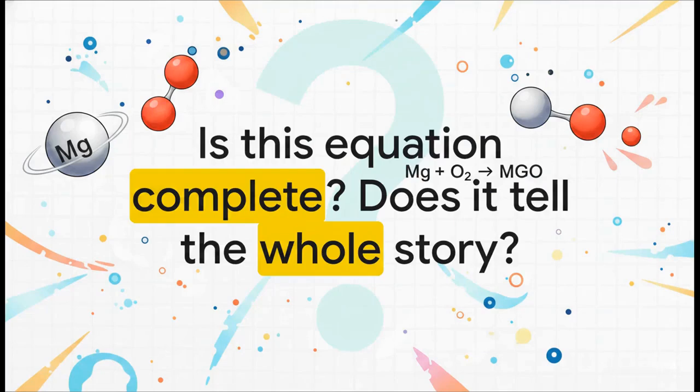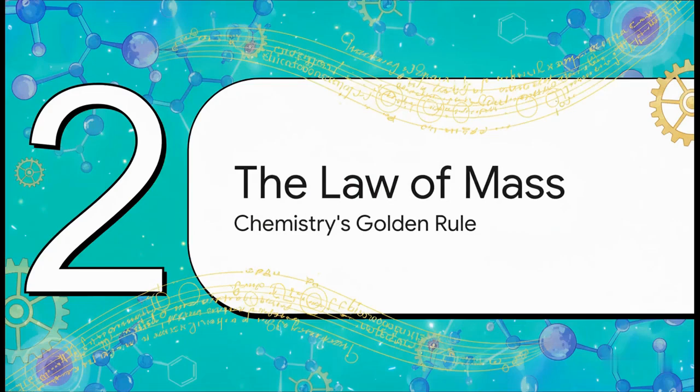But hang on a second, take a closer look at that equation. On the left side, we start with 2 oxygen atoms, right? The little 2 after the O, but then on the right side, there's only 1. Where did the other one go? It can't just vanish. This tells us our skeletal equation, it's not the whole story. Something's missing. And that little mystery brings us to the single most important rule in all of chemistry.